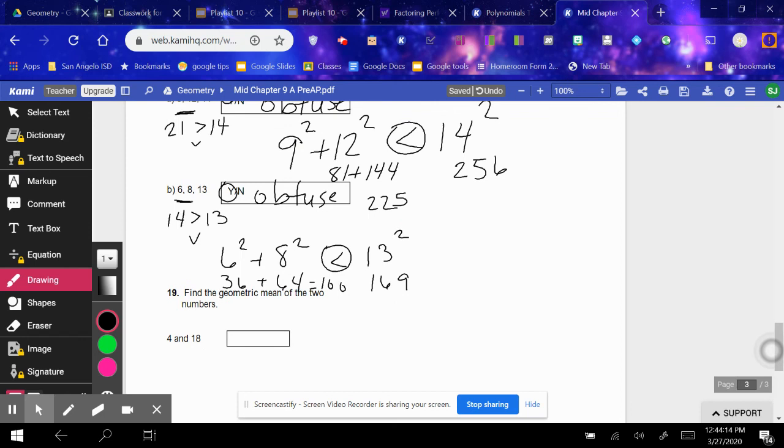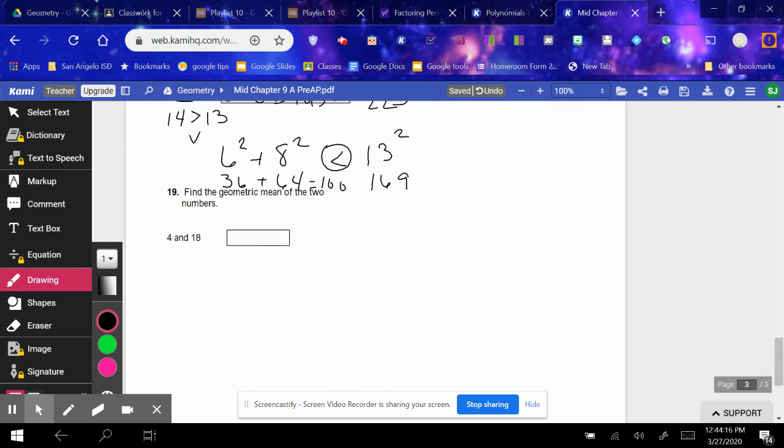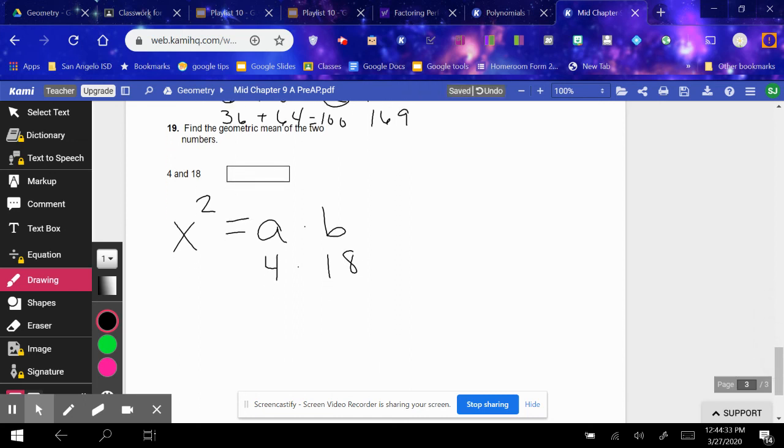And our last problem, the geometric mean of two numbers. The geometric mean formula is x squared equals a times b. So a is 4, b is 18. To solve for x, we have to take the square root of both sides.